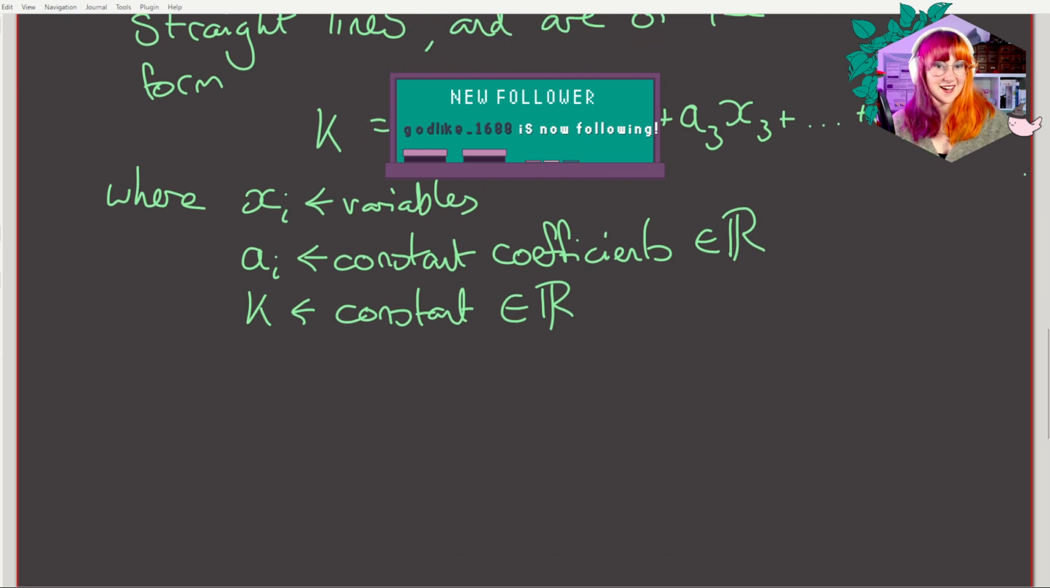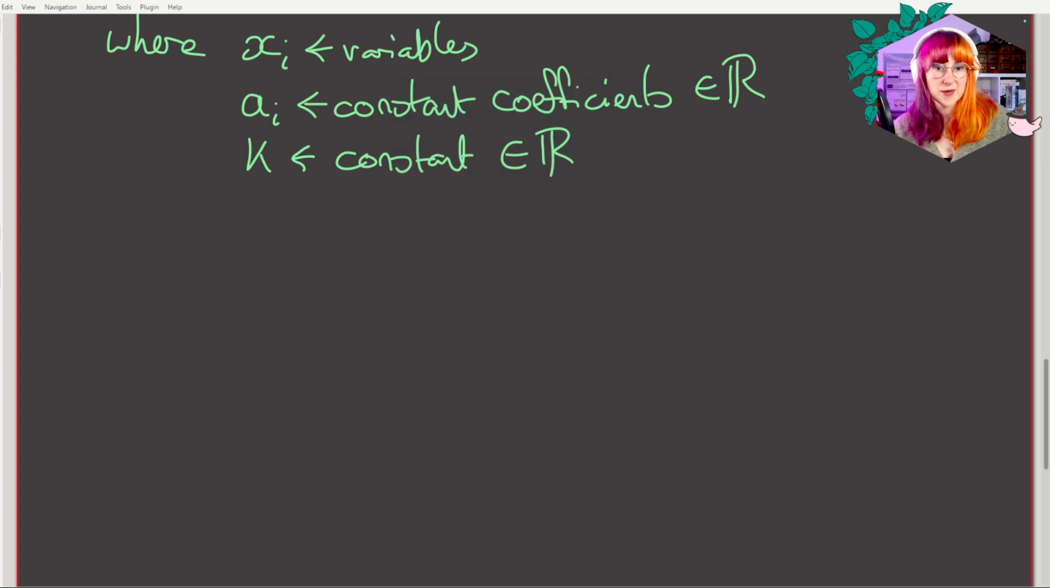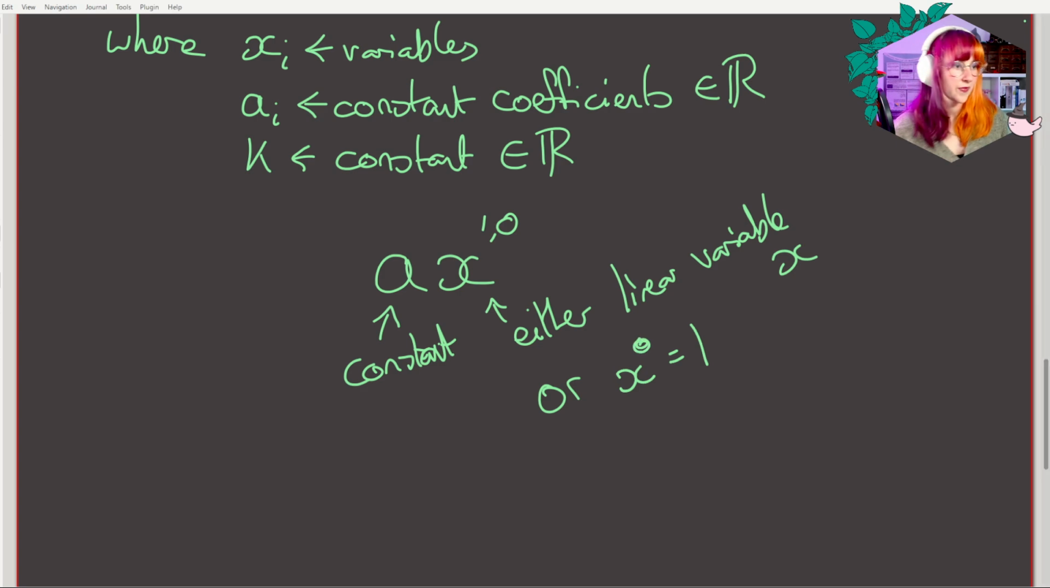Welcome in. Okay, so we have our general form of a linear equation, but it's made up of terms that have x to the 1 or x to the 0. Where this is sort of our constant, and this is either a linear variable, i.e. it's just x, or x to the 0, which is always going to be 1. So at which point that term would be a constant.